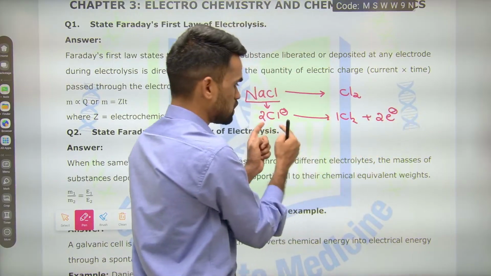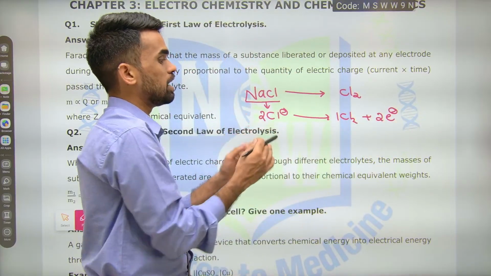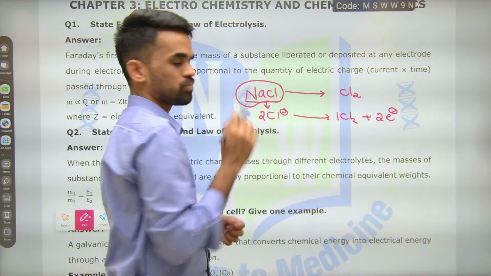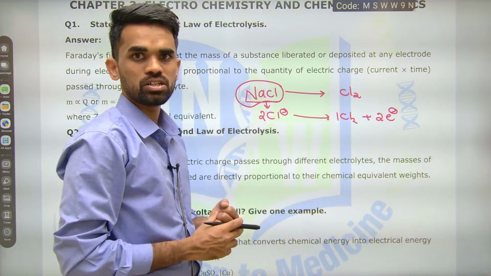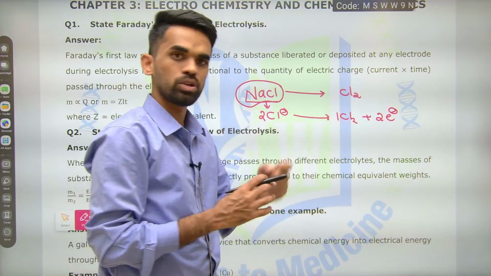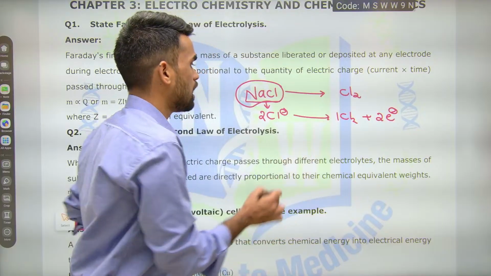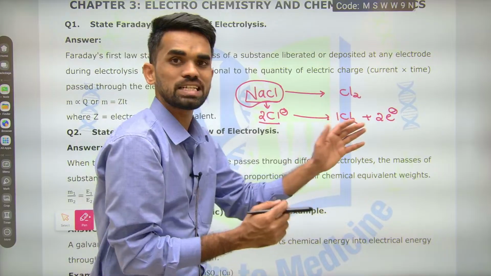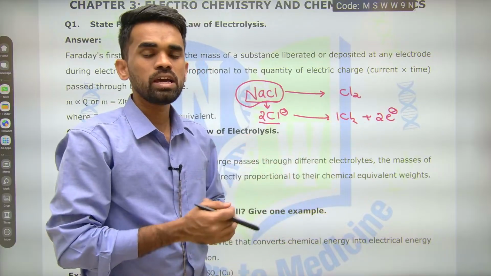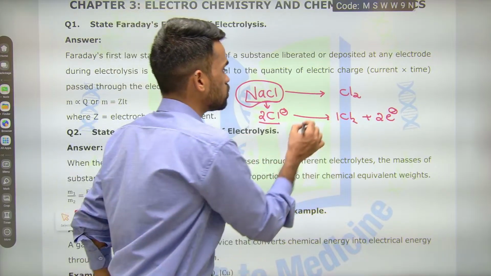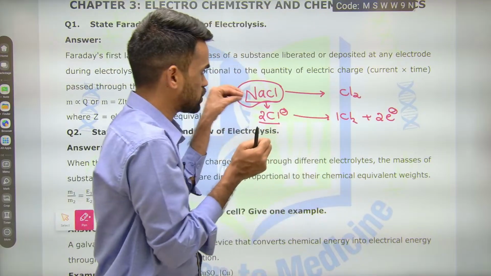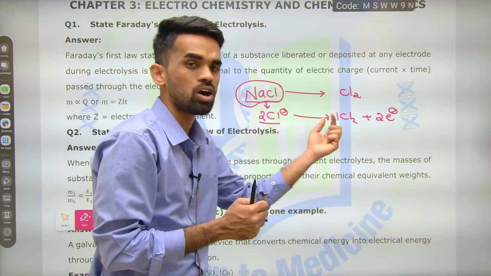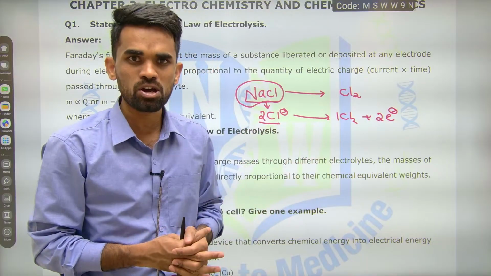Whatever transformation we are seeing here is a non-spontaneous process. We know NaCl occurs in nature, and from that I want to extract chlorine gas. For that purpose I need to convert the chloride ions from this NaCl to chlorine. This conversion requires some energy, or some electricity. By passing some electricity, we are converting chloride ions to chlorine gas. So this process is called electrolysis. What is this process called?